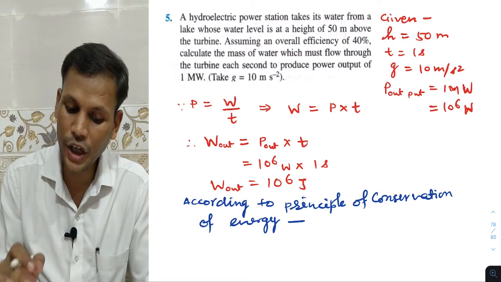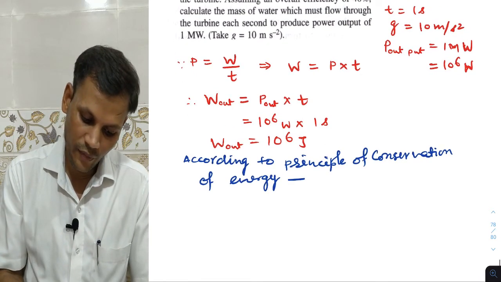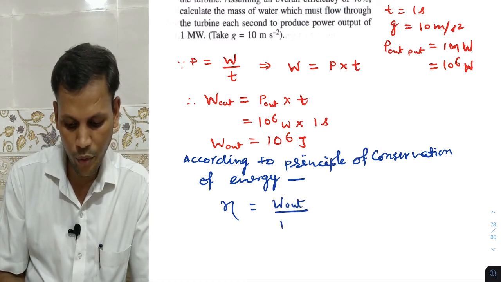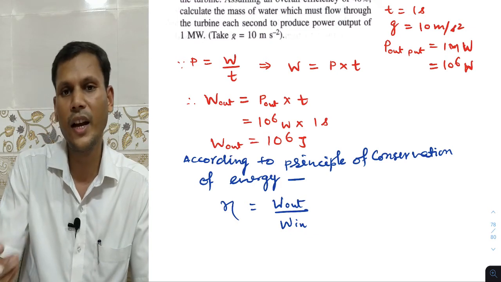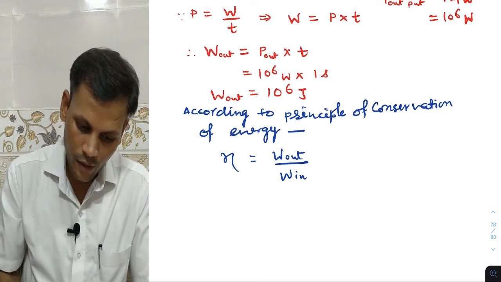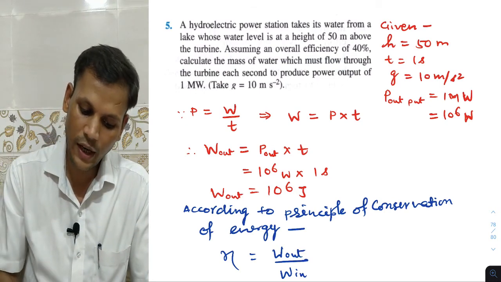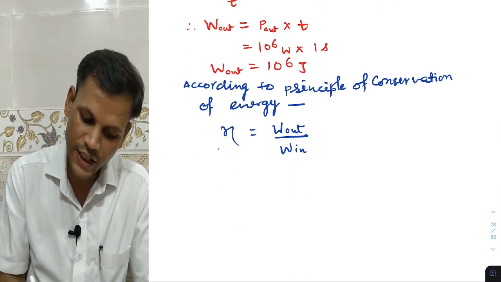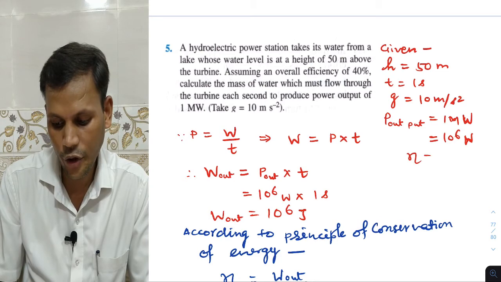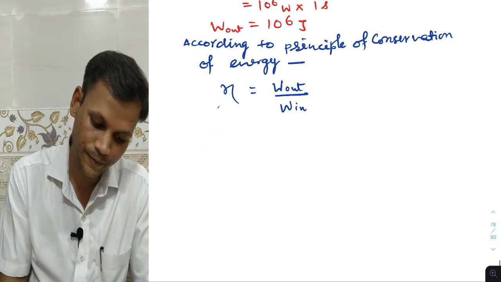Overall efficiency is 40%. We will apply it. So efficiency is work output upon work input. First we will find out work input, then we can compare with the mgh. So it is telling assuming an overall efficiency of 40%. Efficiency is represented by eta, it is 40%, which is 40 by 100. So of course it will be 0.4.